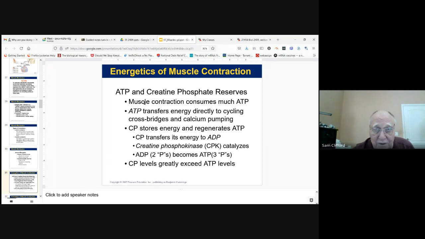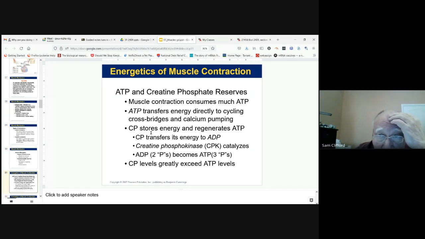ATP is absolutely essential. We noted that when we looked at the energizing of the myosin heads. Muscles consume a great deal of ATP. Energy is transferred into the formation of cross bridges and pumping the calcium back into the sarcoplasmic reticulum.